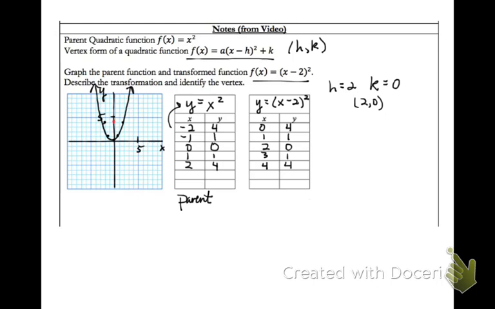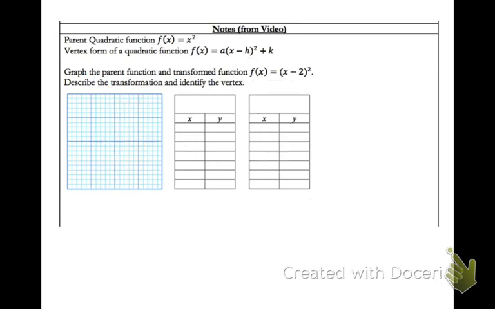And we're going to really see the shift. So 2, 0, 3, 1, and then 4, 4. So a nice smooth U-shaped curve with the arrowheads. Now we're going to describe that transformation.